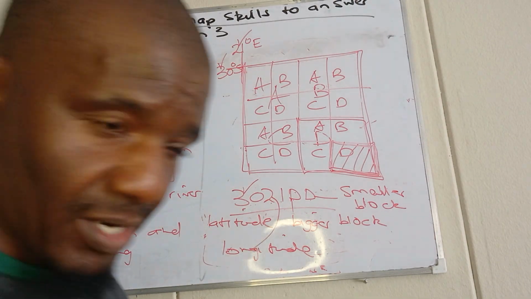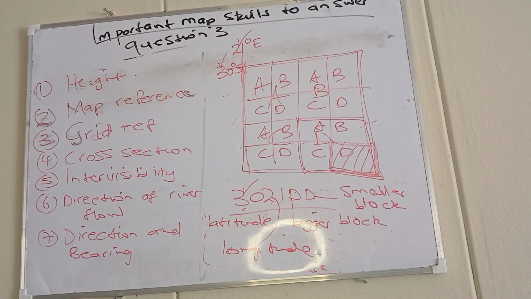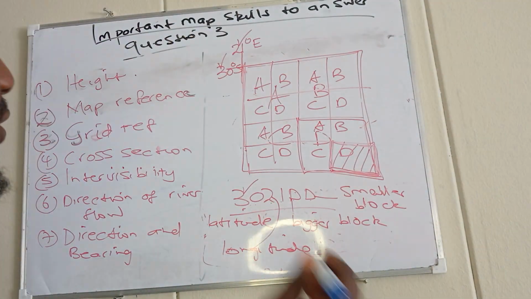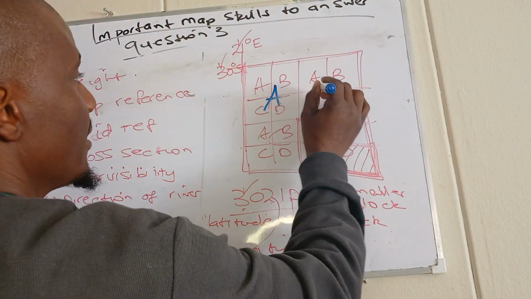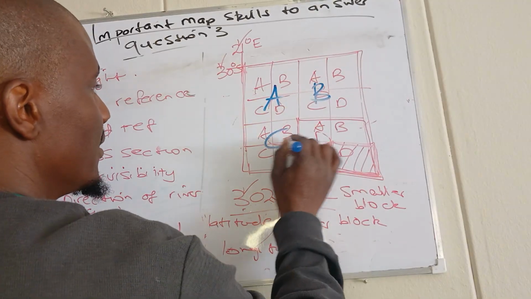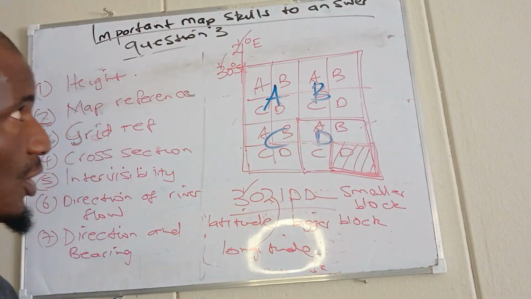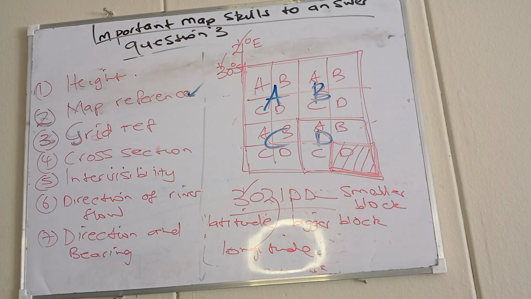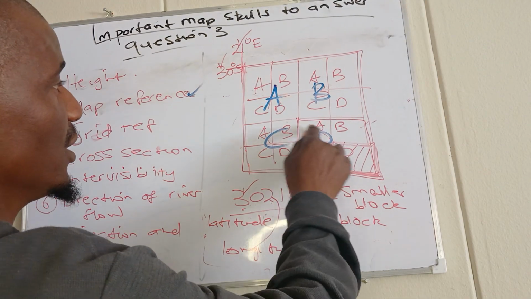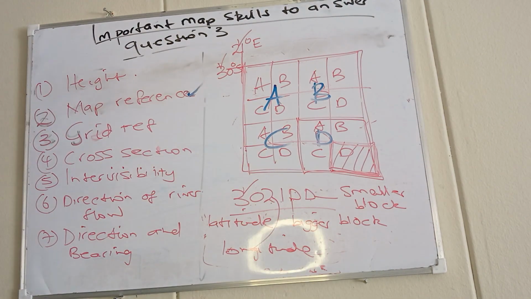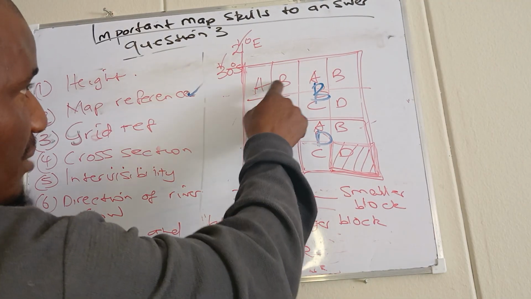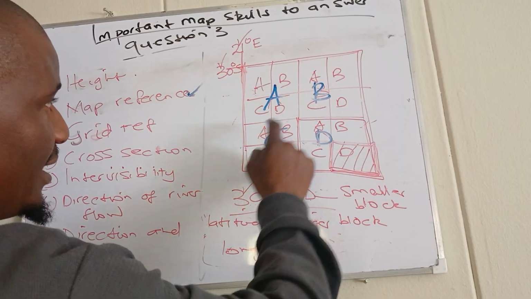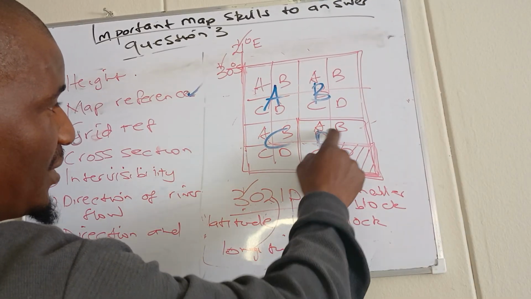Remember, I'll try to make it as bold as possible. This is your A, this is your B, this is your C, this is your D. So this is map referencing. So we are saying now the map or the grid is divided into 4 bigger blocks, that is A, B, C, D. It is further divided into 4 smaller blocks per each block, which is A, B, C, D, in B, A, B, C, D, in C, A, B, C, D, and in D, A, B, C, D.